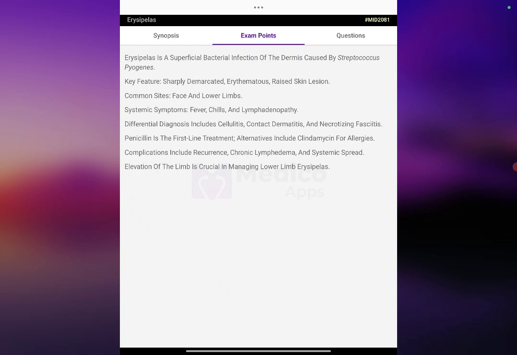Summary: erysipelas is a superficial bacterial infection of the dermis caused by Streptococcus pyogenes. Key features: sharply demarcated, erythematous, raised skin lesion, common on the face and lower limb. Systemic symptoms: fever, chills, and lymphadenopathy. Differential diagnosis includes cellulitis, contact dermatitis, and necrotizing fasciitis. Penicillin is the first-line treatment. Alternatives include clindamycin for allergy. Complications include recurrence, chronic lymphedema, and systemic disease. Elevation of the limb is crucial in managing lower limb erysipelas.